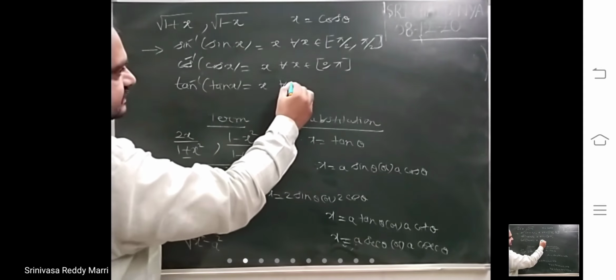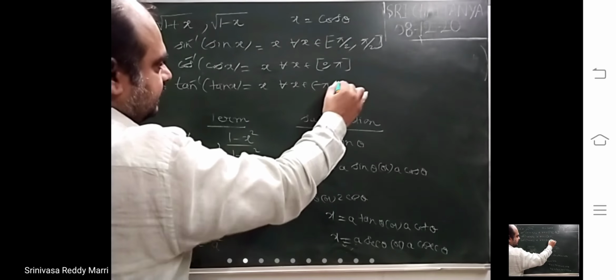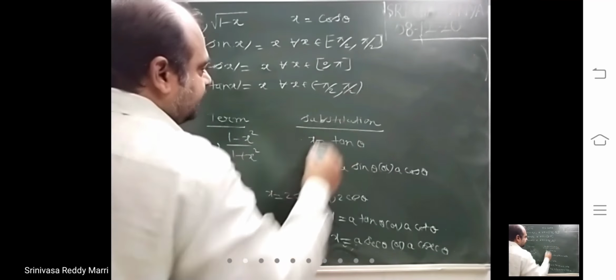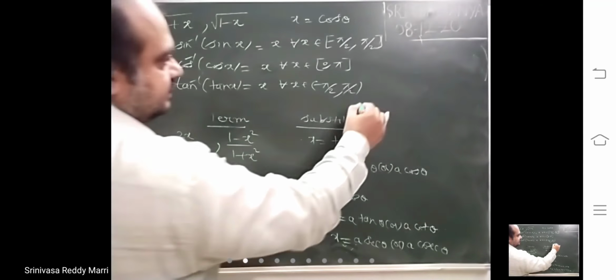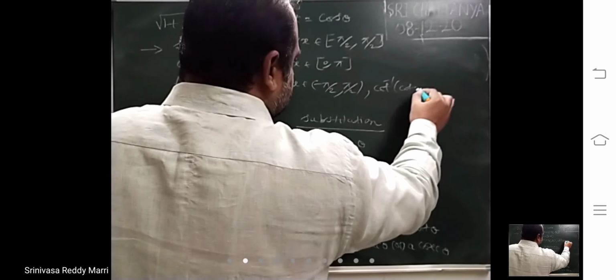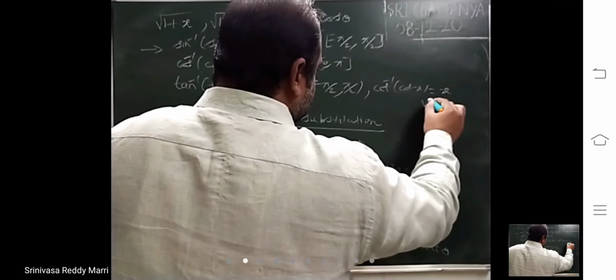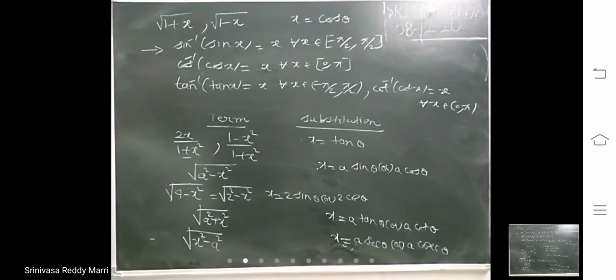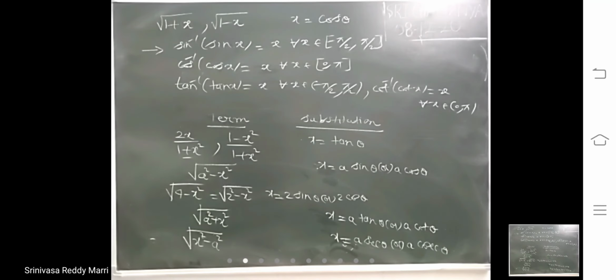Then tan inverse tan x equal to x. Let us memorize this: minus pi by 2 to pi by 2, open interval. Similarly, 0 comma pi, open interval. These four you have to remember.